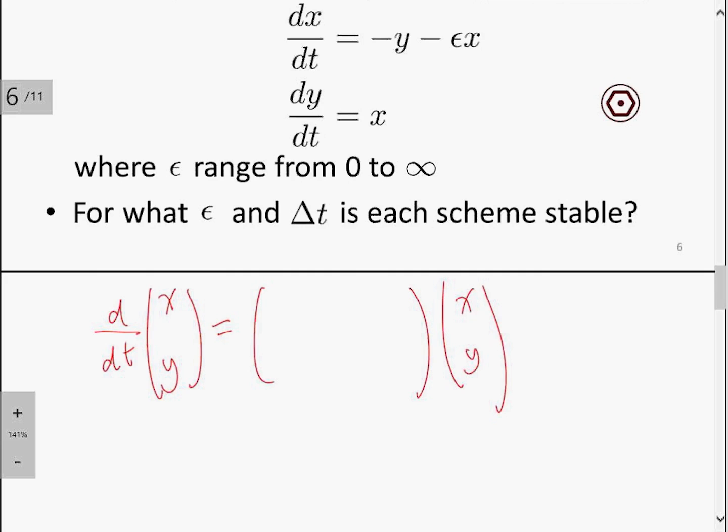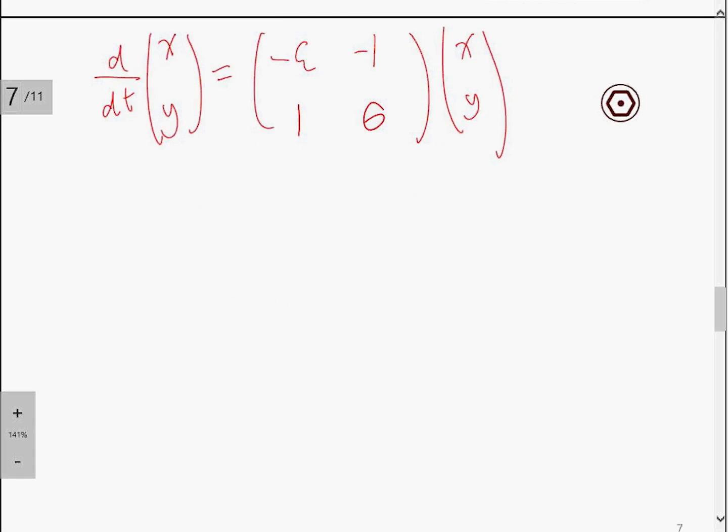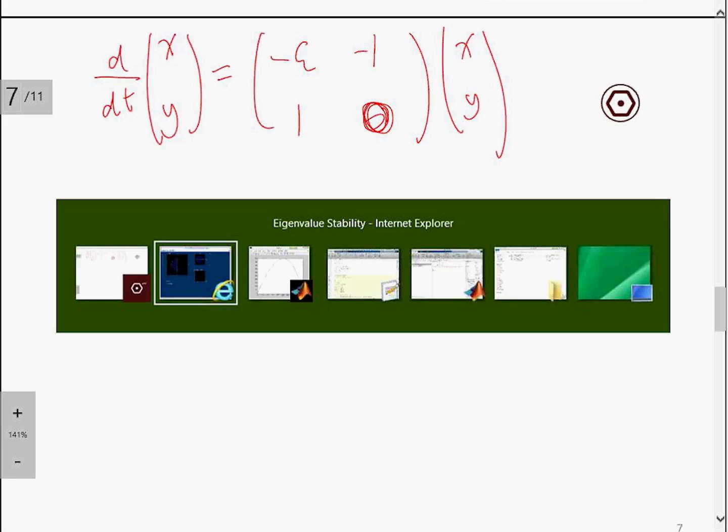dx/dt is minus y minus epsilon x. So minus epsilon x minus 1y. dy/dt equal to x, so 1x plus 0y, right? Okay, so I get a matrix here. And how do I go from the matrix to eigenvalue stability? Take the eigenvalue, right? Take the eigenvalue of this matrix.